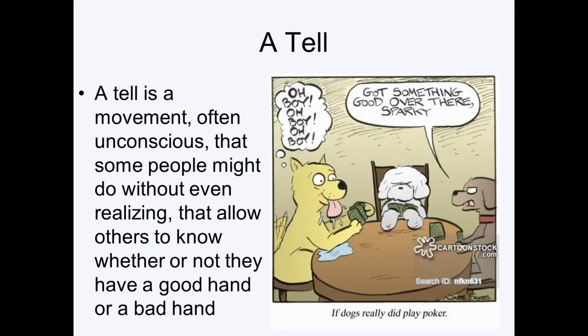A tell is a movement, often unconscious, that some people might do without even realizing, that allows others to know whether or not they have a good hand or a bad hand. You might have a tell when playing poker and you don't know it, right? Maybe every time you get a good hand, you rub your forehead. If I'm playing with you for hours and hours, and I see you rub your forehead, and then I wait and see what kind of hand, then I know. She rubs her forehead every time she's got a good hand. Some people give away signs that they don't realize they're giving away, right? That's a tell.